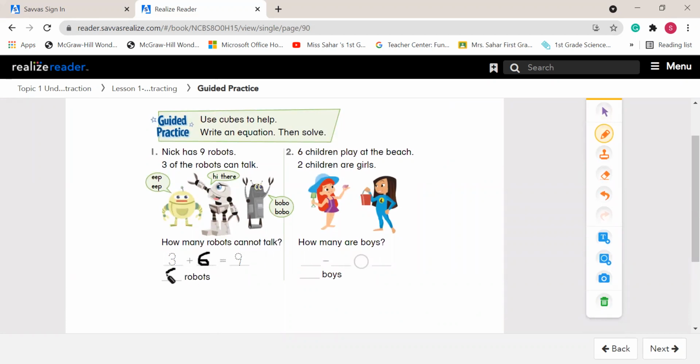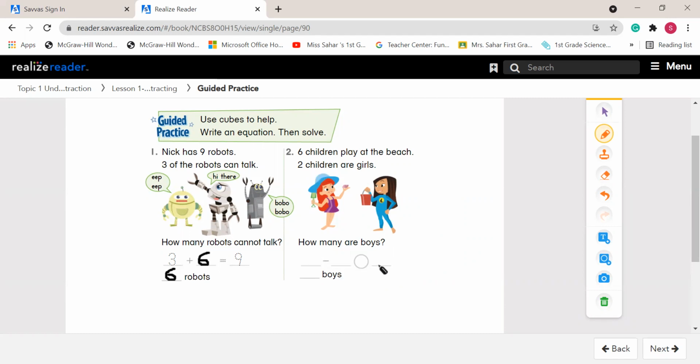So how many robots that can talk, cannot talk? That will be 6. Okay, go for number 2. 6 children play at the beach. 2 children are girls. Remember, total 6. 2 of these 6 are girls.